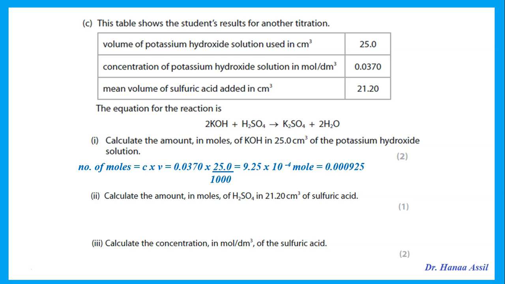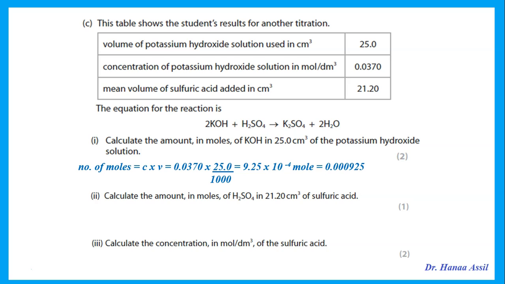The volume cannot be in centimeter cubed. I have to divide by 1000 to change it to decimeter cubed. This gives the number of moles. Then calculate the number of moles of sulfuric acid in this volume. Remember that when we have these calculations, the first thing is we use the information given to get the number of moles of one of them, so KOH, for example. Now we need to get the number of moles of the other one.